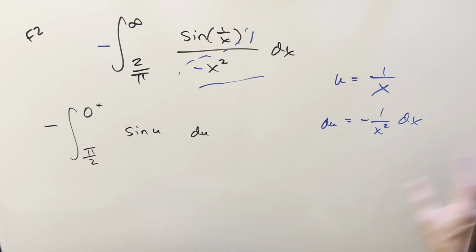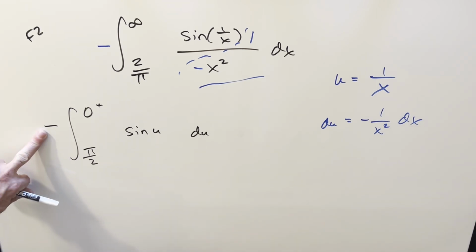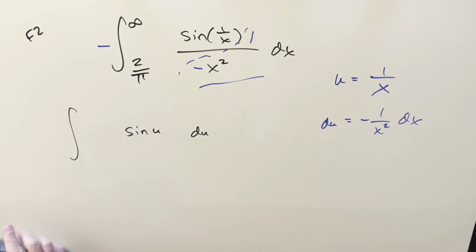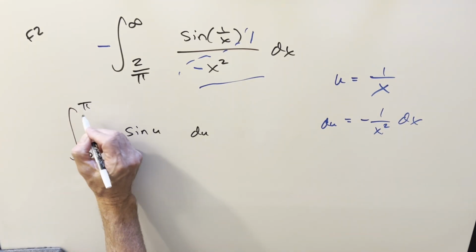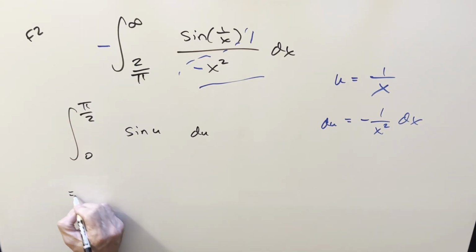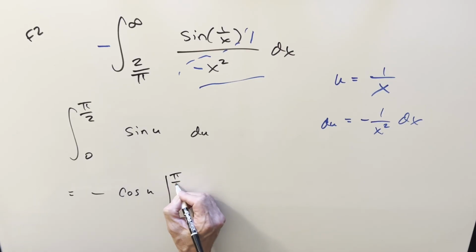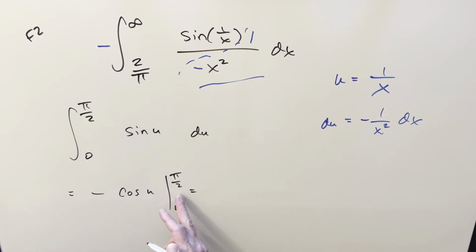We can go ahead and integrate, but first let's flip the bounds around with the minus sign. So we'll use that, get the larger value on top, like this. Go ahead and integrate, we get minus cosine of u evaluated from 0 to pi over 2. Plug in pi over 2, cosine of pi over 2 is just 0.